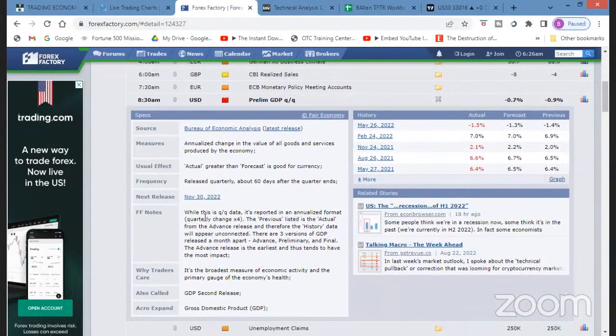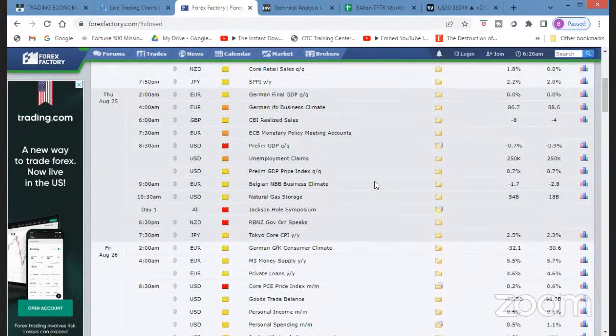While this Q over Q data is reported in an annualized format, quarter change times 4, the previous listed is the actual from the advanced release, and therefore the history data will appear unconnected. There are 3 versions of GDP released a month apart: advanced, preliminary, and final. The advanced release is the earliest, and thus tends to have the most impact. That's why it is a red folder. It's the biggest measure of economic activity and the primary gauge of the economy's health. Very important. So we'll see how that comes out tomorrow, whether it comes out below or above forecast.